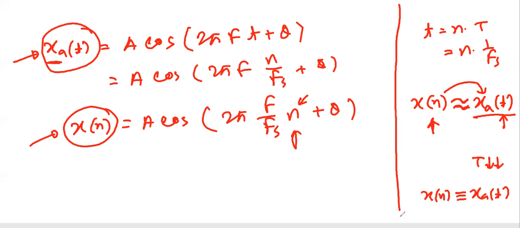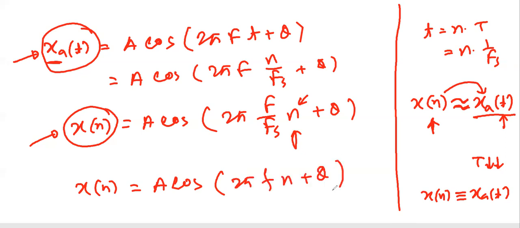Now I believe that you understand this point, and we can also write it in this way: x[n] equals A cos(2π f n + θ), isn't it? So we can write it like this. Sir, can you repeat the last part again? The equivalency part. Yes, sir. Okay. The equivalency part can be written like this.